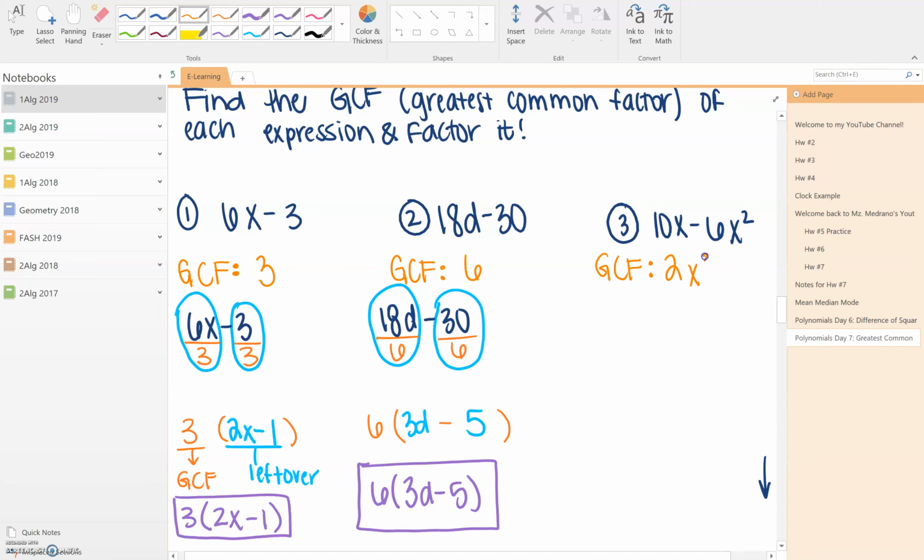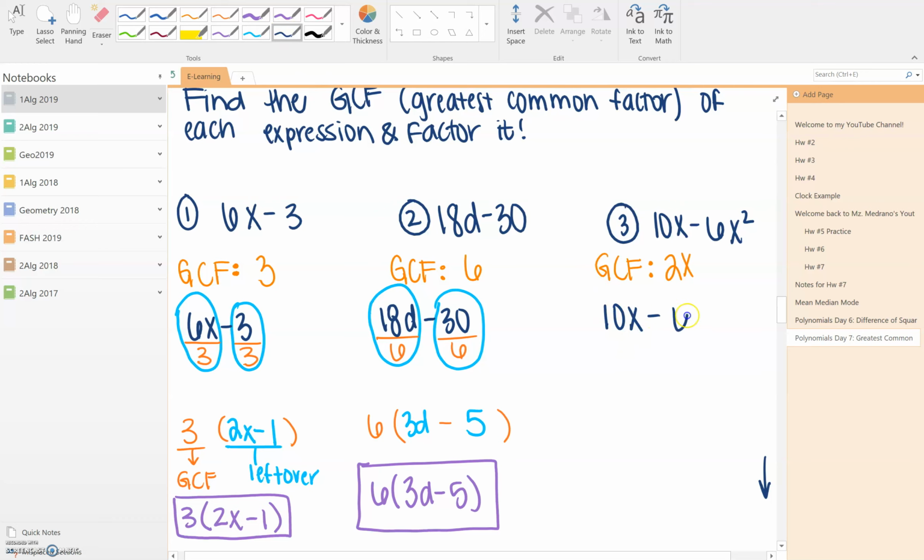Some people would say that I can take out x squared. So that means I would take out 2 x's, but the problem with that is that over here I only have 1 x. I don't have enough x's to take out. Okay, so the most number of x's that I can take out is just 1. So my greatest common factor is 2x, okay?